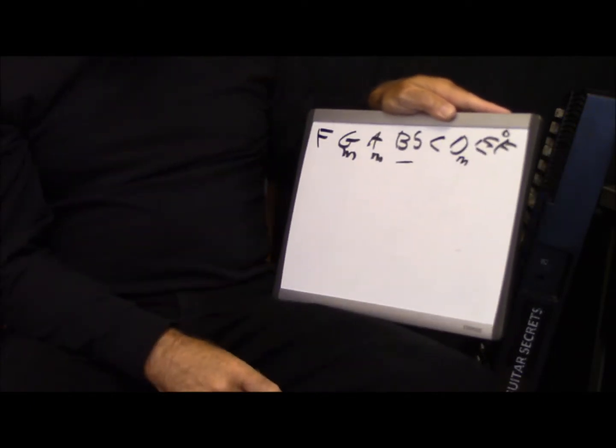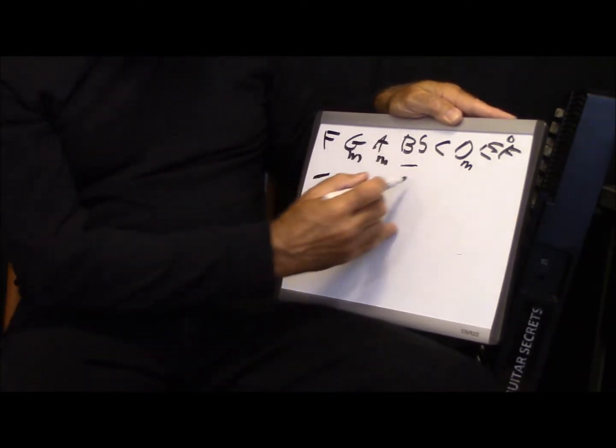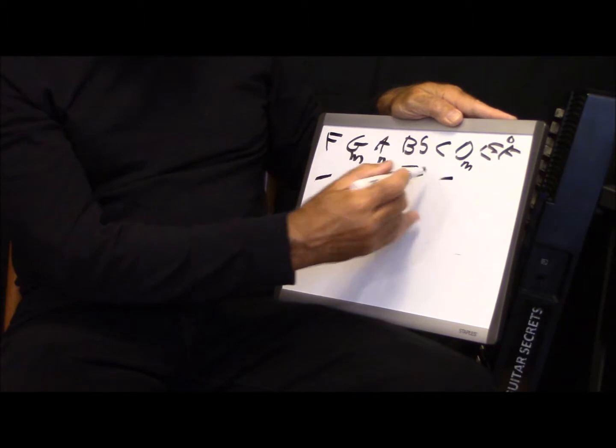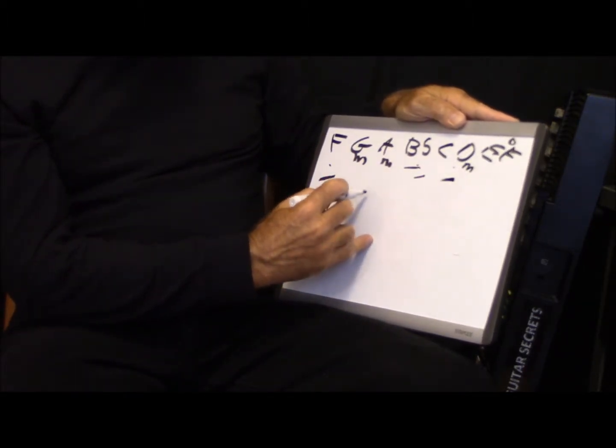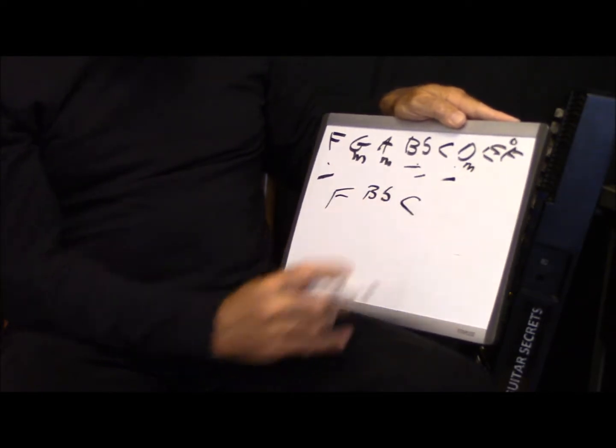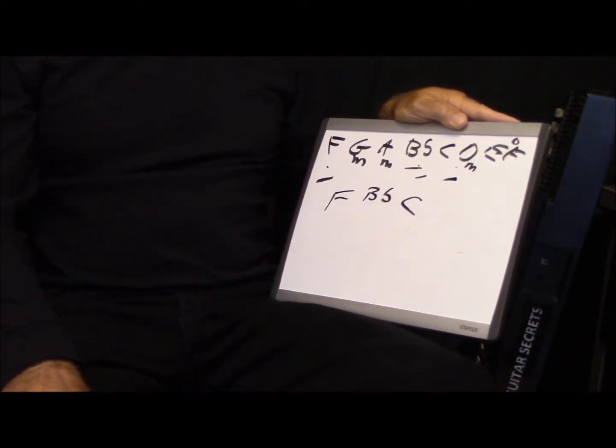There's no sharps. Now if we play a 1, 4, 5 progression in the key of F, we're playing F, B flat, and C, and that's a really cool progression. It sounds a lot different, but all it is a 1, 4, 5 progression.